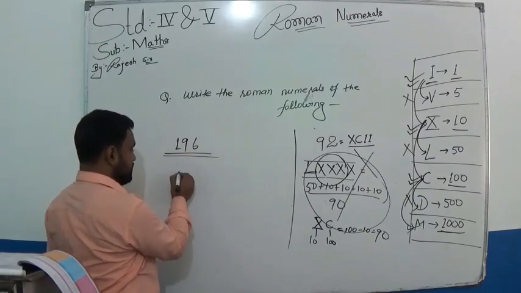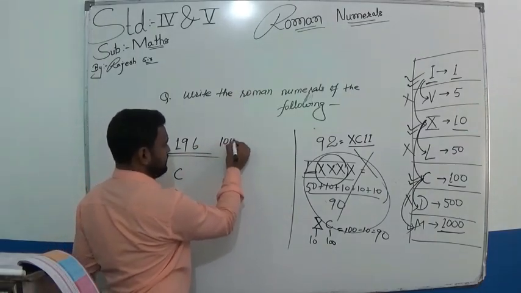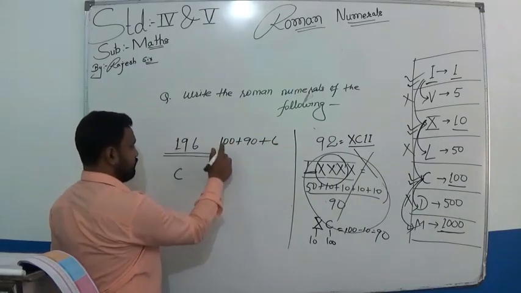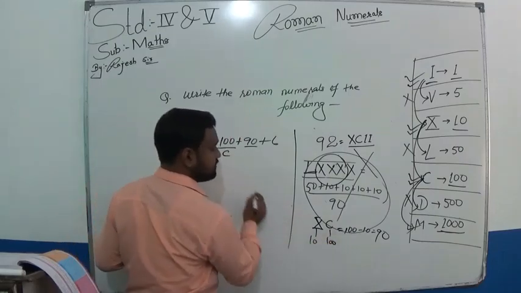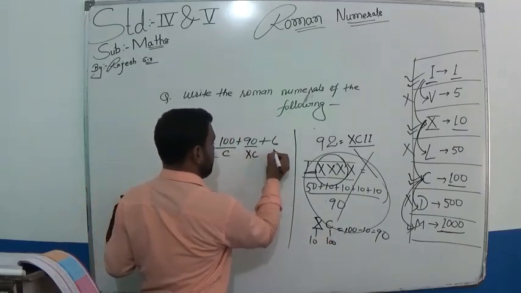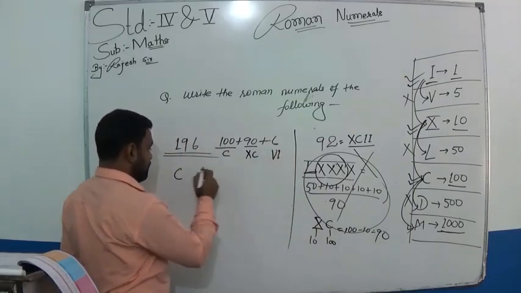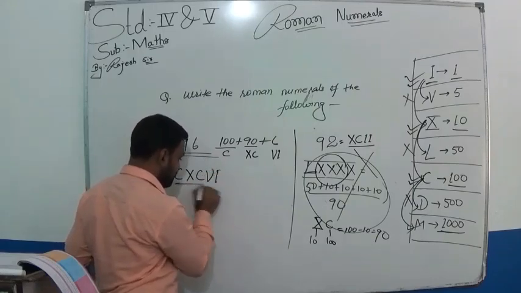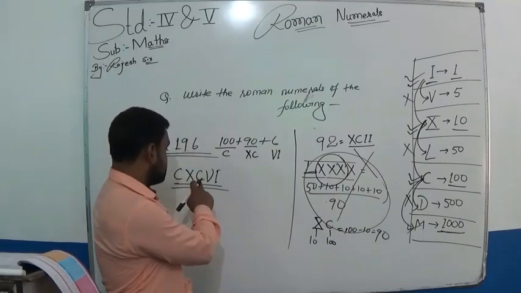196 is 100 plus 90 plus 6. You have to break it. For 100 it is C, for 90 it is XC, and from here you can guess 6 is VI. So it is CXCVI. Is it clear?